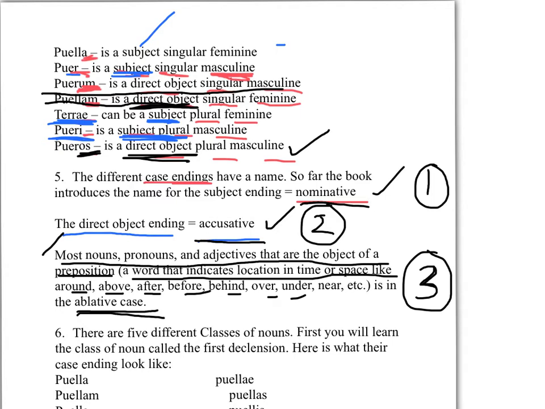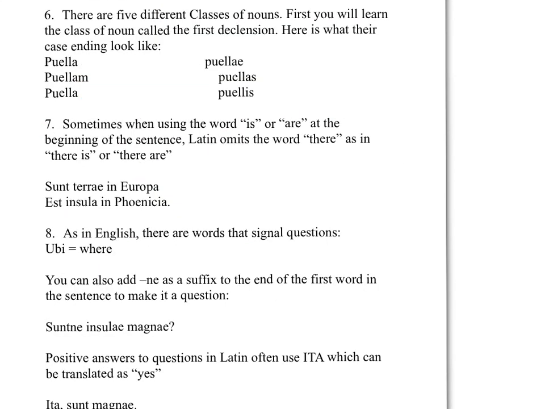The 6th point in the textbook is that there are 5 different classes of noun. This is to say there's like 5 different categories of nouns that you'll be studying. The first class or category of noun that you'll learn is called the first declension. Here is what the case endings that you know so far look like.